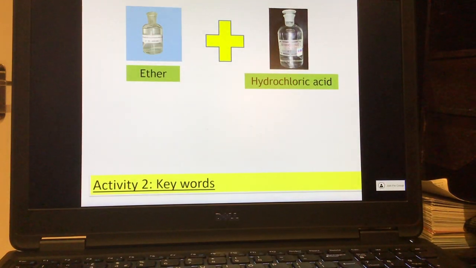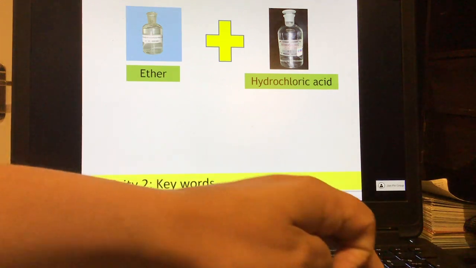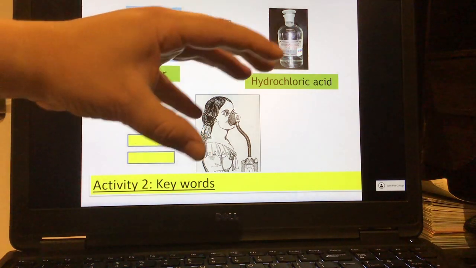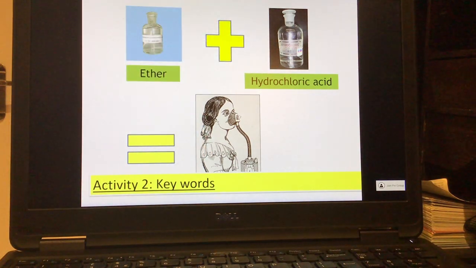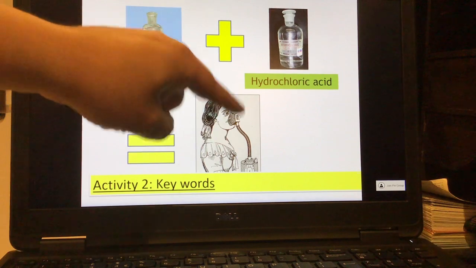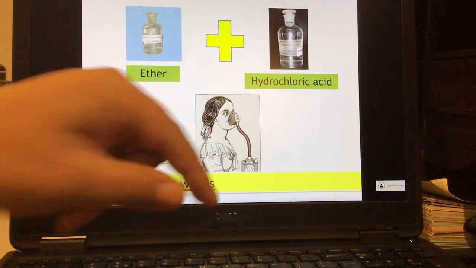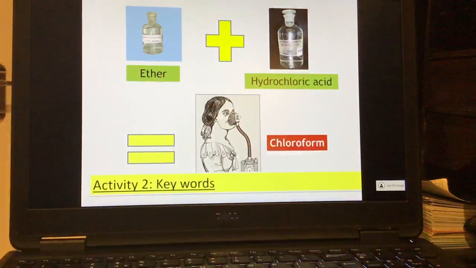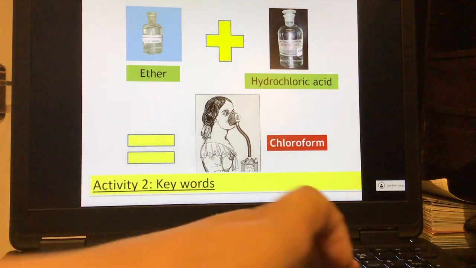So ether, which we've touched on, and hydrochloric acid, which you might know a little bit about from science, put together to make chloroform. And that's the early stages of kind of how it was administered. They would probably wet a cloth with the mixture on and put it over the mouth before they had these kind of contraptions, before technology was advanced and they could do it like that. But that essentially was the formula. It was ether plus hydrochloric acid equals chloroform.